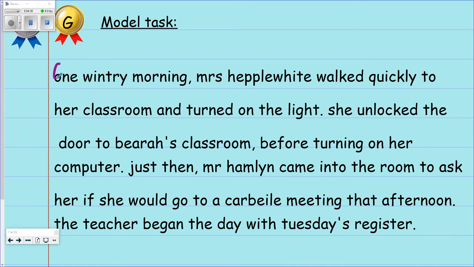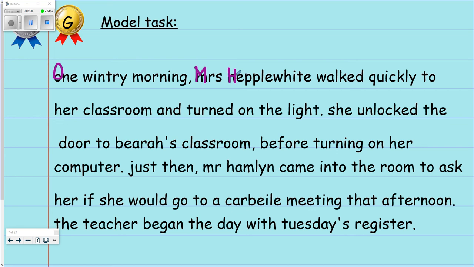Now, if you're going for gold, you're looking for the proper nouns. So remember we said those people and those places, those should be with capital letters. So that's for your gold, Wilf. So if you're going for silver, just at the beginning of the sentences. But if you're going for gold, you need to be checking and having a look for these proper nouns too. So Mrs. Hepplewhite, both words begin with a capital letter.